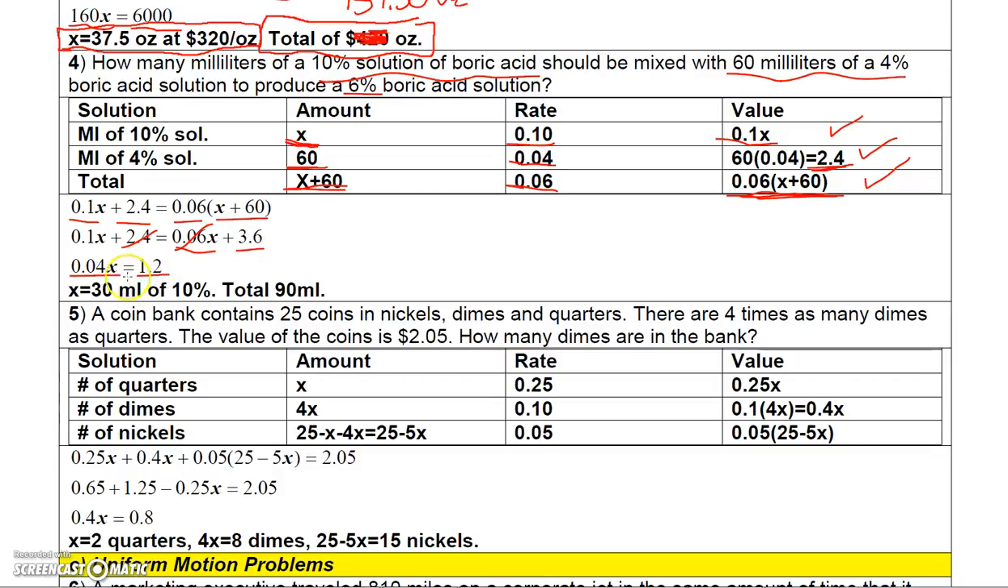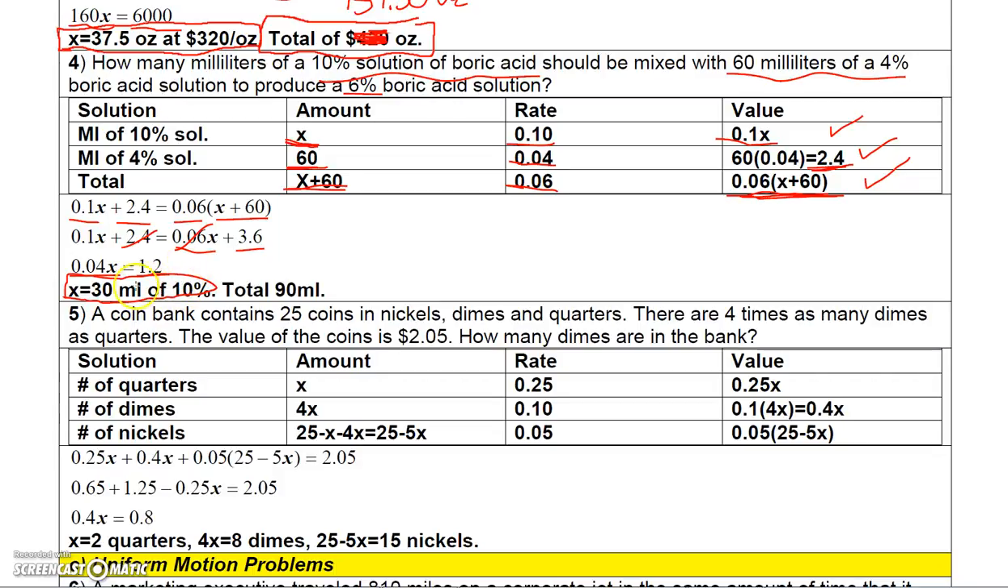And then I can just grab a calculator and say, okay, what is 1.2 divided by 0.04? And when I did that, I got 30 milliliters. So I got 30 milliliters of the 10% solution. And that's what it wanted to know. But just to show you, you actually end up mixing a total of 90 milliliters, because 30 plus 60 is 90.